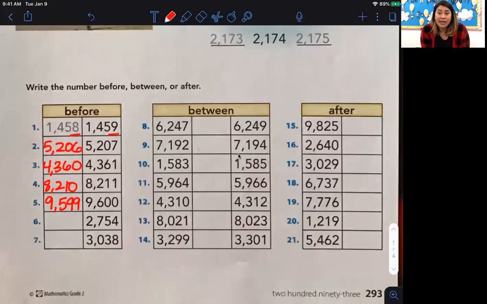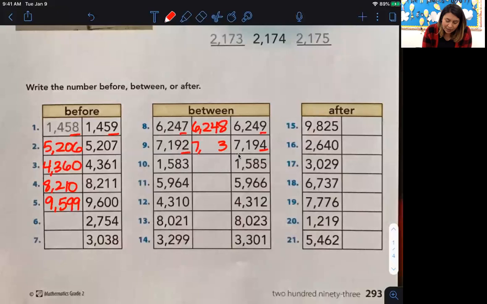In between. So we're going to look for that missing number that goes in between the two numbers that they gave you. They gave you the before and they gave you the after. Now you look for the in between. Well, what number comes after 7 and before 8? Everything else stays the same. 6,248. Good job. What number comes after 2 and before 4? Did you say 3? You got it.